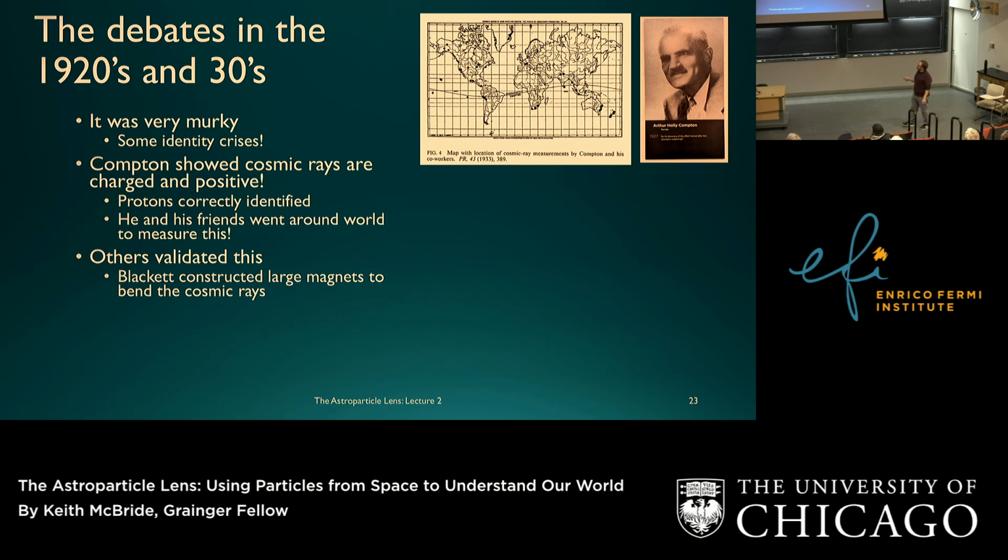One of those famously was Blackett, who constructed a very large magnet to bend the cosmic rays themselves. And I'm talking about a very extreme, very strong magnet for the time. It weighed over 5 tons. And it gave you almost 10,000 Gauss, which is about a Tesla of magnetic field. So that's actually 40,000 times stronger than the Earth's magnetic field.